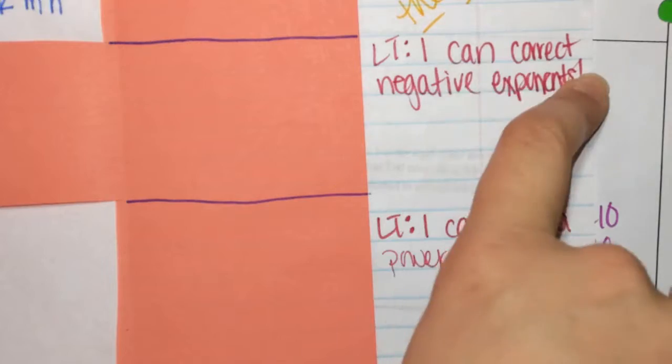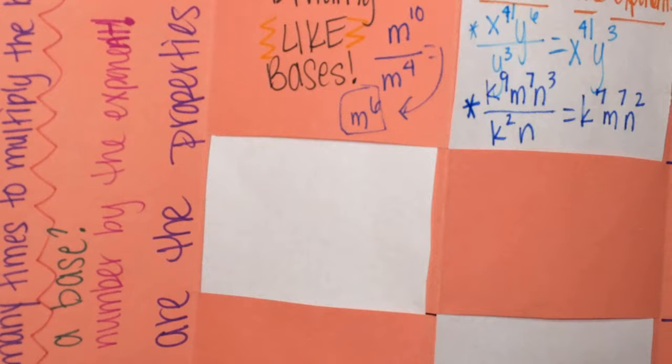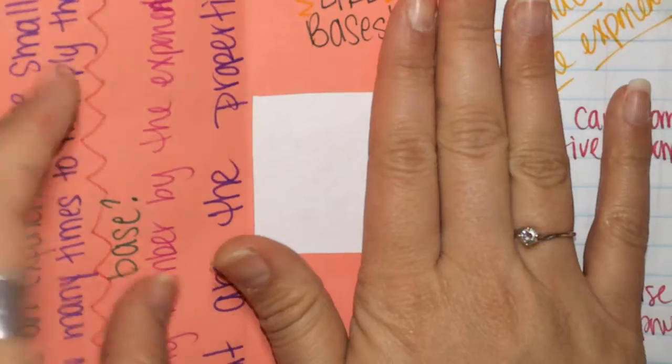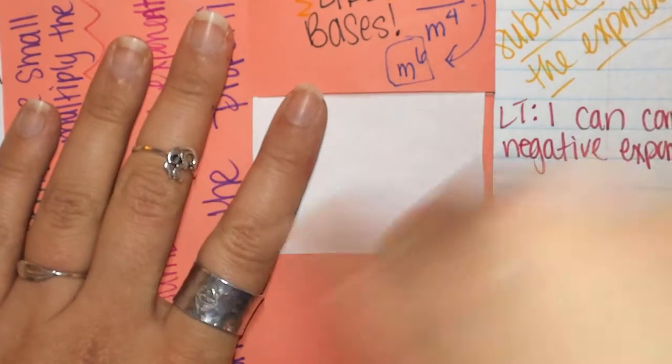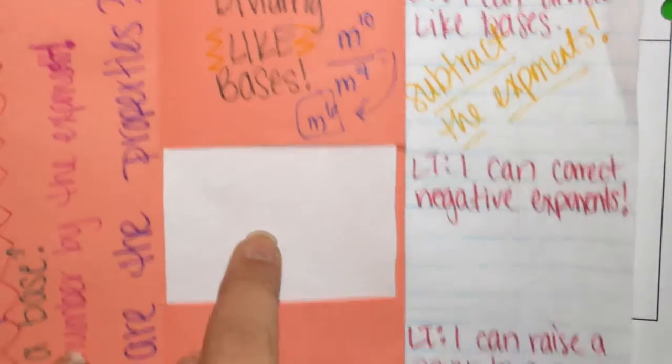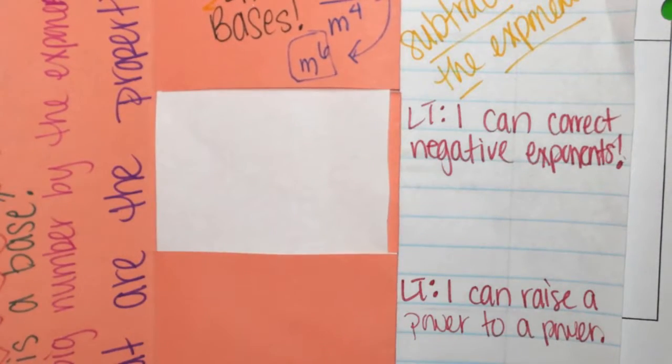Alright, so what is our next learning target? Alright, so when you divide like bases, you can also get negative exponents. And we're going to talk about what to do when you get negative exponents. And I got to remember how I wrote this. Okay, so we're closing this guy again. We're just going to come out here. I know, folding is tedious. It's confusing. It's just dividing like bases. It's right underneath it. We're just going to the next one.